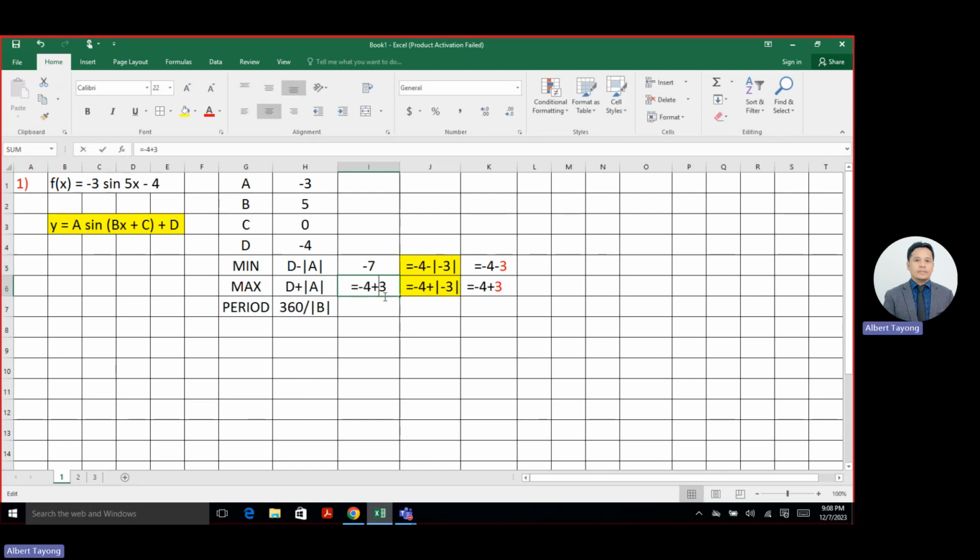And the second one is -4 plus 3. Okay. And the period is always equal to 360 over b, where b is 5. Now, if b is -5, that will become +5. It's always positive. Okay. Now, if c is 0, immediately we can create our table.